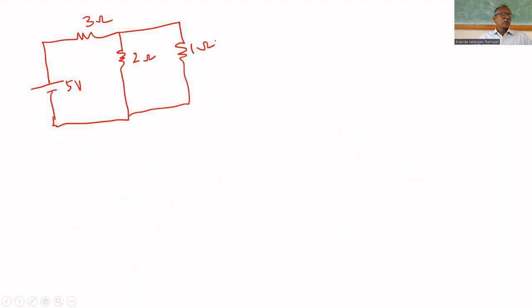1 ohm. So I want to solve by KVL, Kirchhoff's voltage law. For that, I want to assume currents. You can put any direction as you wish, but we have to start from the source. Any branch, but initially you start from the source.